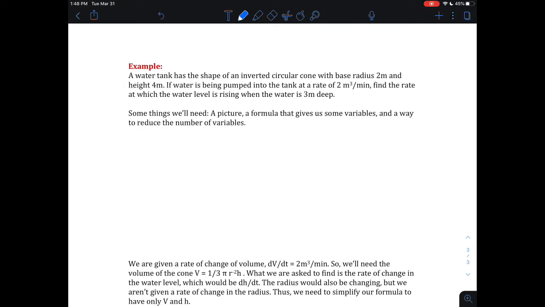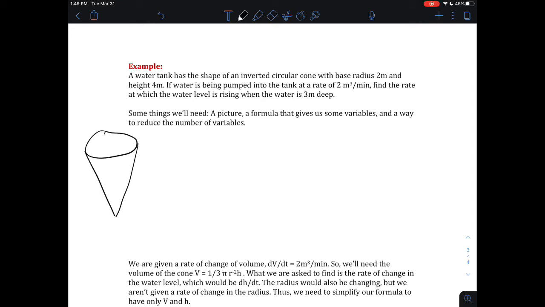A water tank has the shape of an inverted circular cone with base radius 2 meters and height 4 meters. If water is being pumped into the tank at a rate of 2 cubic meters per minute, find the rate at which the water level is rising when the water is 3 meters deep. So here is a great example of where you would definitely want to start with a picture. An inverted cone looks like this. The circle is on top and the point of the cone is on the bottom.